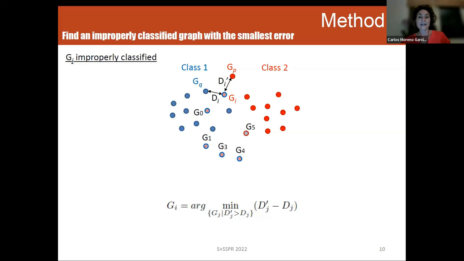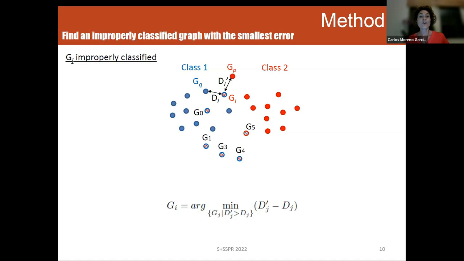For instance, we can think about one graph where the distances between it and the graphs of the same class and of a different class are very, very close, or the difference between them is very small. Why do we do this? Because it means that this graph was in the middle of being properly or improperly classified.